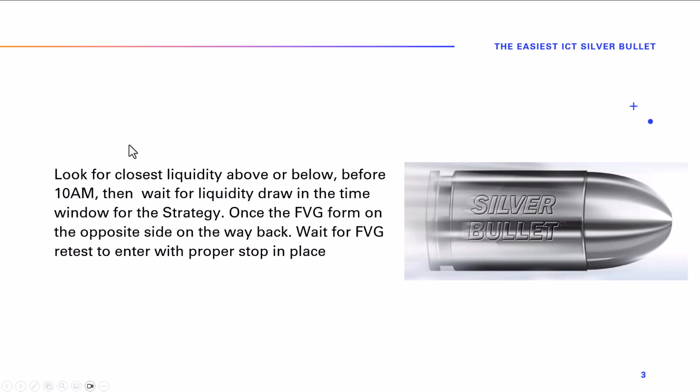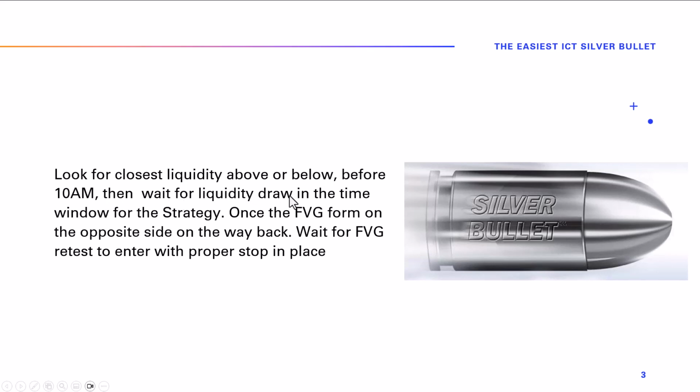Right? So between 8 to 9 a.m. you will not be doing anything. You just let the price do whatever. But at 10 a.m. you're going to look for price, within the window of 10 to 11, to draw on liquidity based on the data that you have between 8 and 9 a.m. That's practically it. So look for the closest liquidity above or below before 10 a.m.